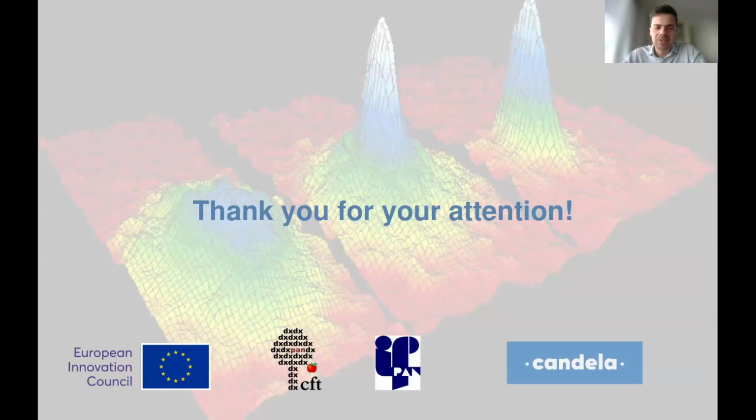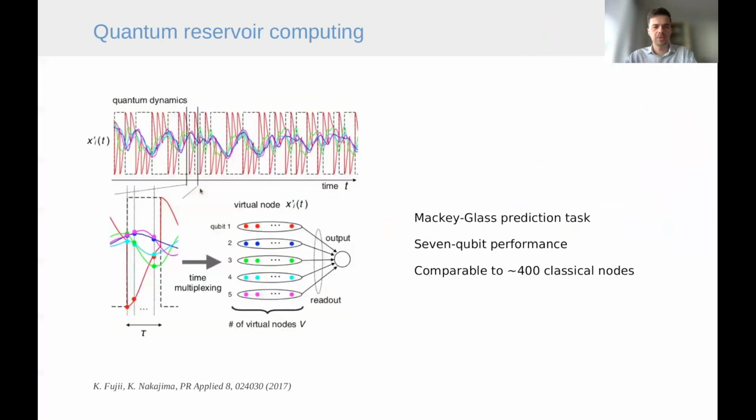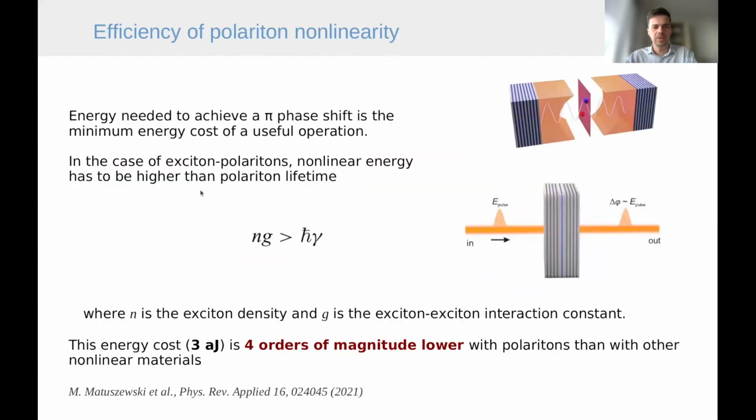The next question is, could you please repeat what is UP and LP? So these are lower and upper polaritons. So let me go back to these graphs.